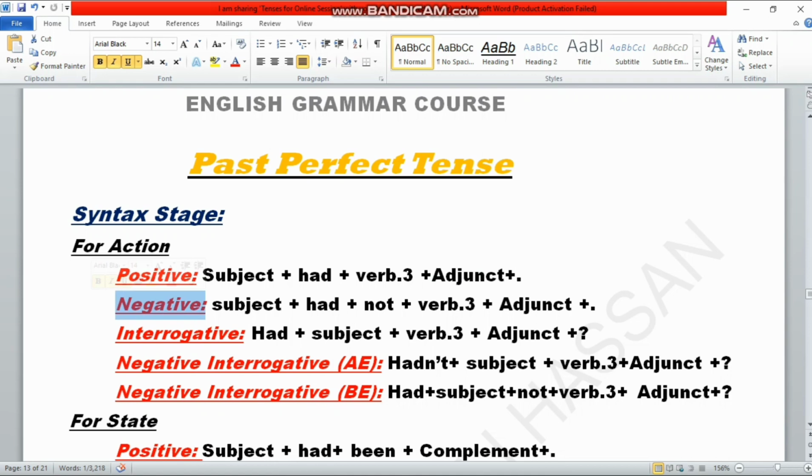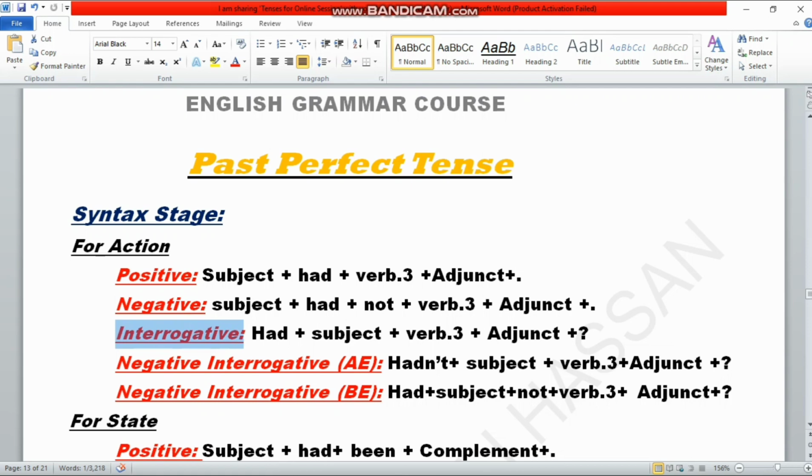To change a positive sentence of past perfect tense into negative, we will introduce the negative adverb right after the auxiliary, which is had. So it will become the negative structure. For example, Hamza had played cricket. Hamza had not played cricket. That's it. But make sure you use the punctuation marks thoroughly.